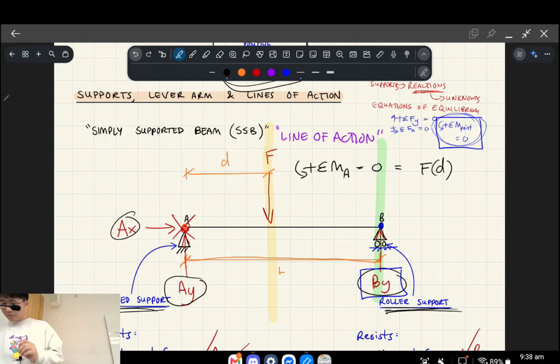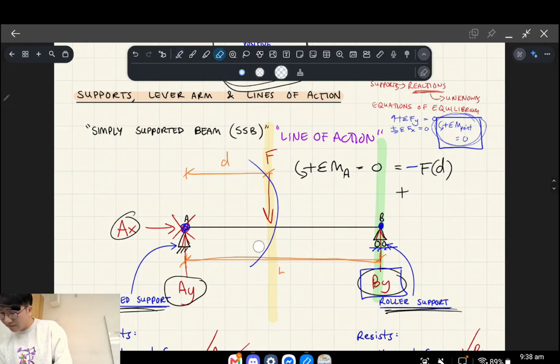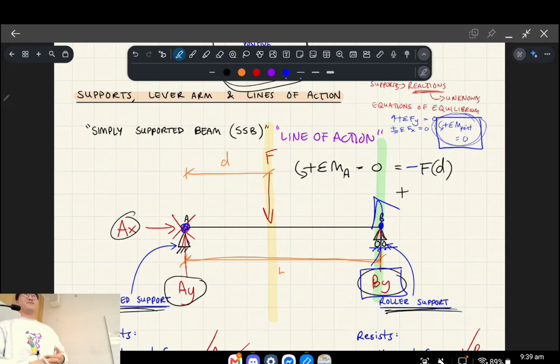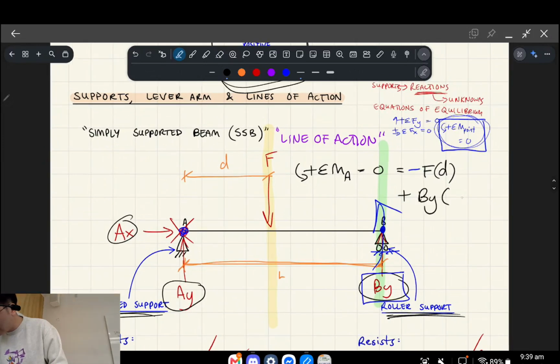However, there's one more thing to consider, and that's direction. About this point, this force will produce a clockwise spin, and since we're considering counterclockwise as positive, a clockwise spin will result in a negative moment. Since it's clockwise, I'm going to do negative. Next we're going to consider By, which will produce a counterclockwise spin about point A. Since it's counterclockwise, I'm going to do positive. I'm going to do By as the force, and L is the lever arm.